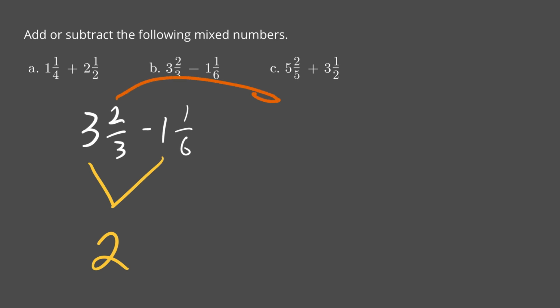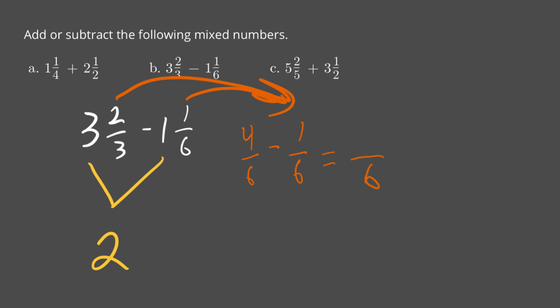Next, let's simplify the fractions. We have 2 over 3 minus 1 over 6. Again, we have to find the same common denominator. In this case, that is 6. So we will multiply the 2/3 by 2 over 2, leaving us with 4 over 6. And now we can simplify.